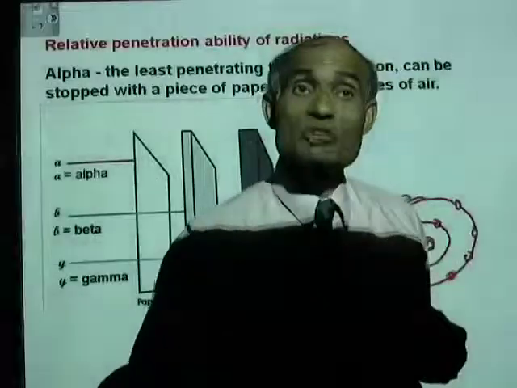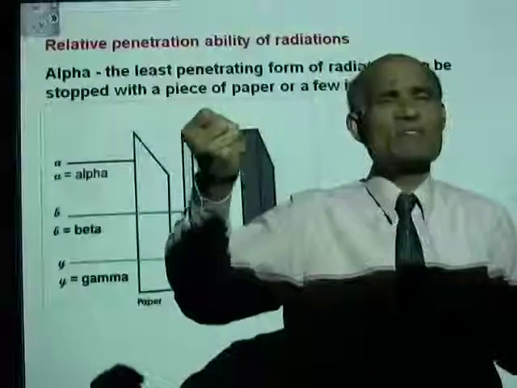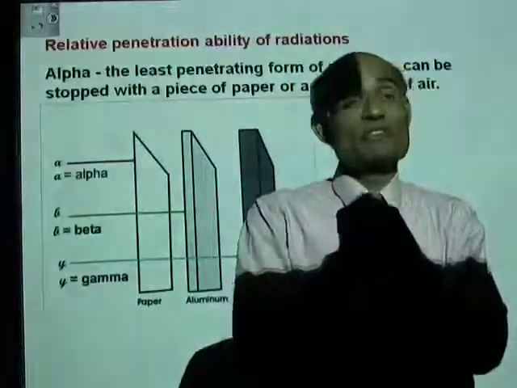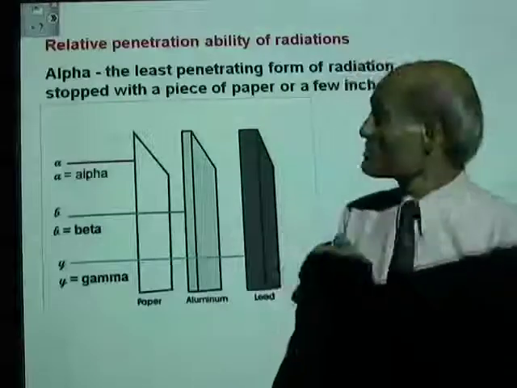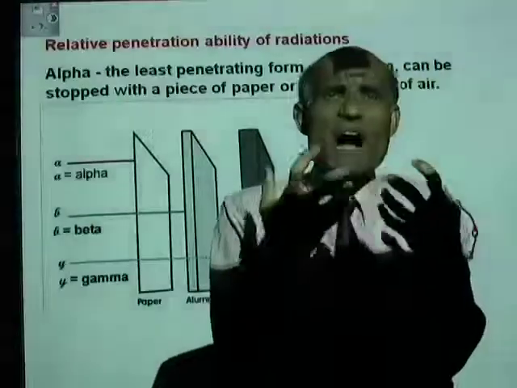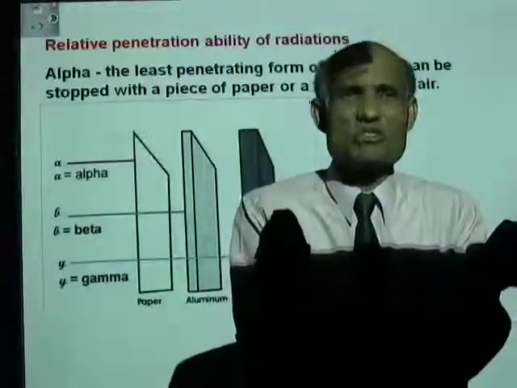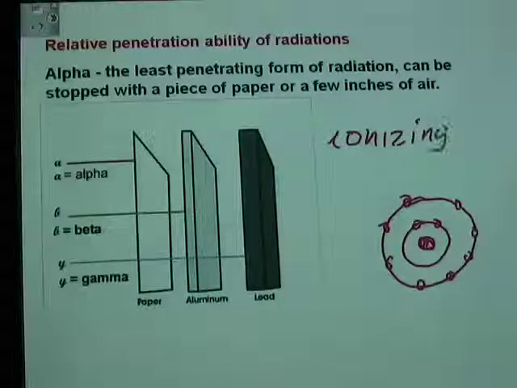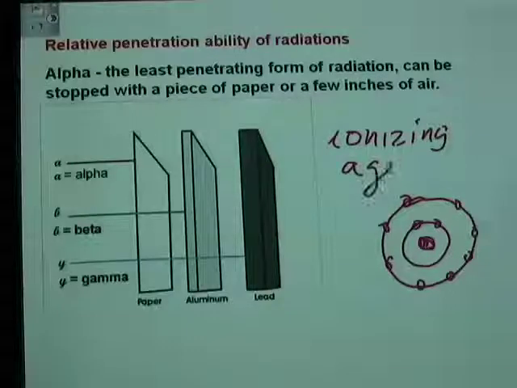And these electrons can be ripped off the atom by subjecting an element to these radiations. That means these radiations are good ionizing agents. What is an ionizing agent? An ionizing agent is something that generates ions.